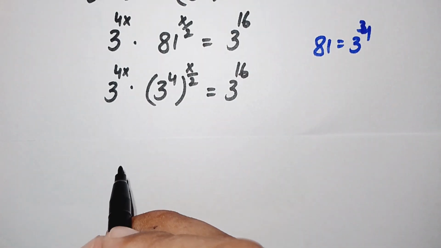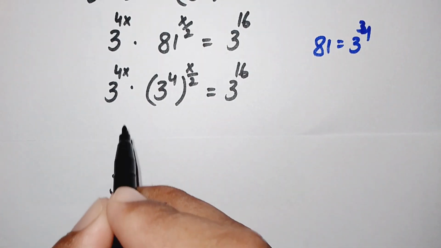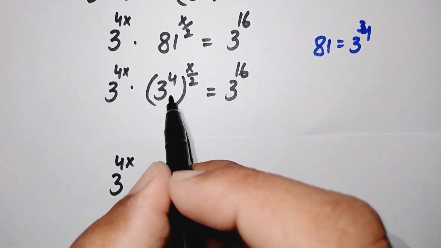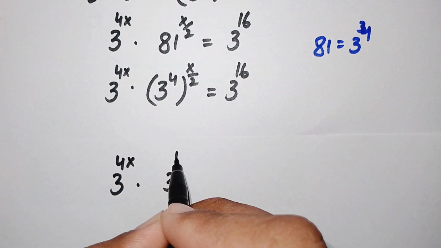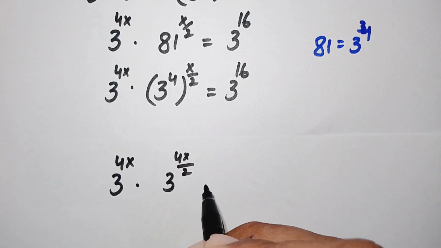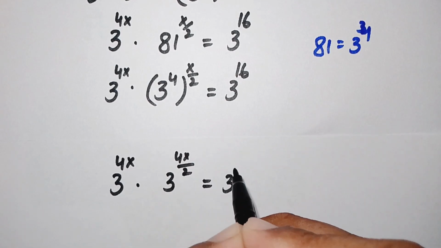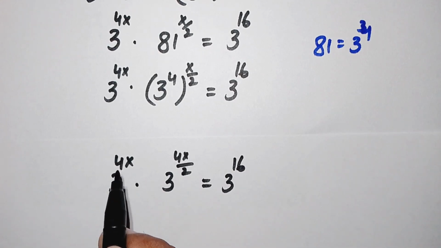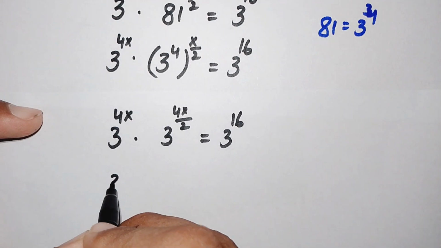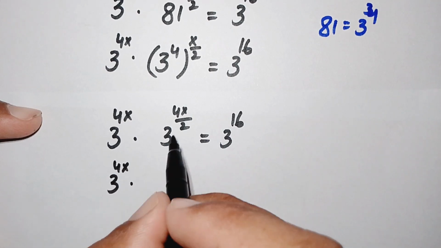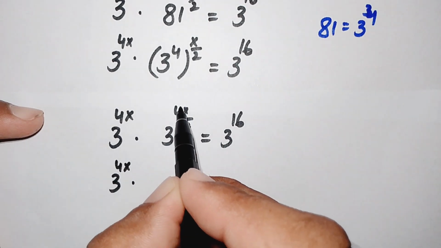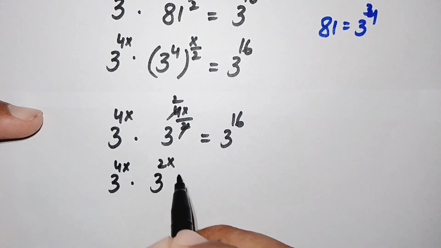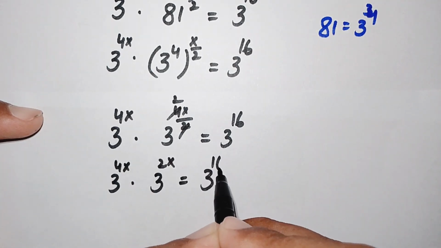Here in the next step, 3 to the power of 4x times 3 to the power of, here 4 times x over 2, this is equal to 4x over 2, which is equal to 3 to the power of 16. Here in the next step, 3 to the power of 4x times, and here this 2 cancels with 4, so 2 times 2 is equal to 4, so this will become 3 to the power of 2x, which is equal to 3 to the power of 16.